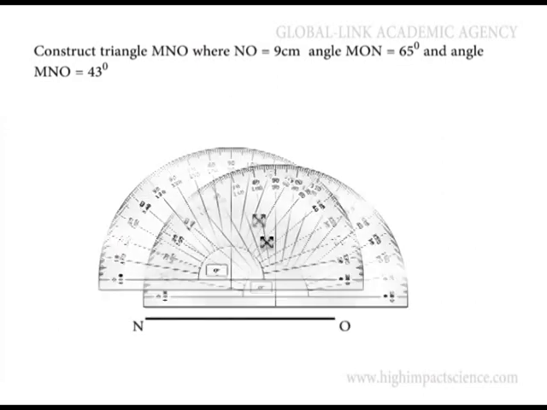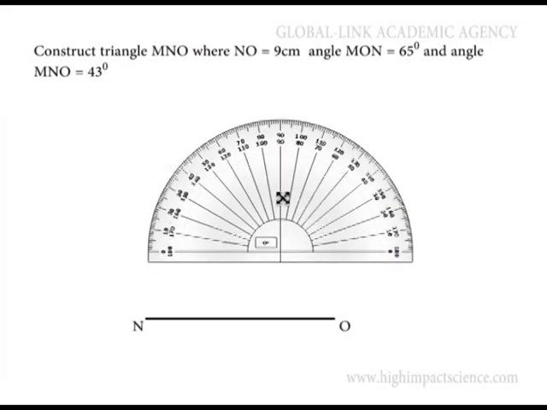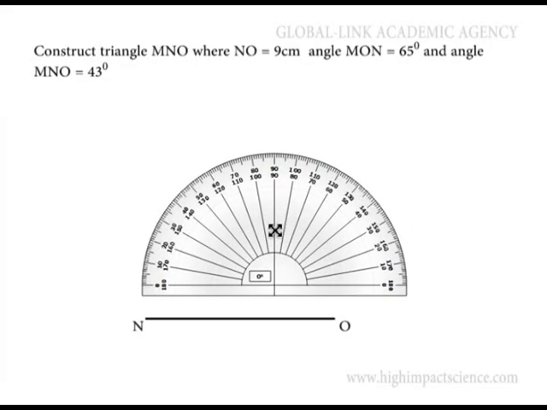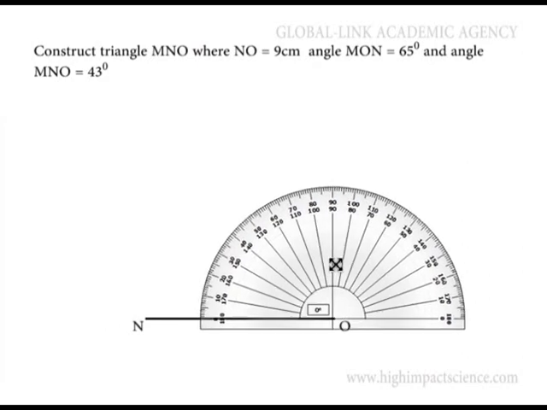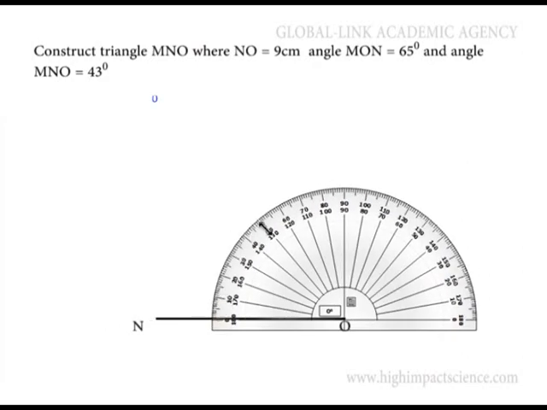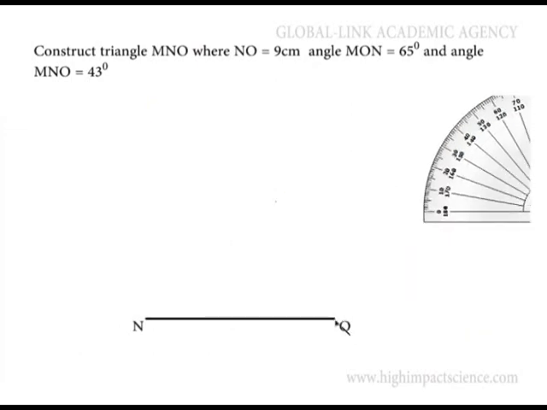So at O, we measure 65 degrees. Protractor on the line. 65 degrees is here. We draw that line. So M lies anywhere on that line.